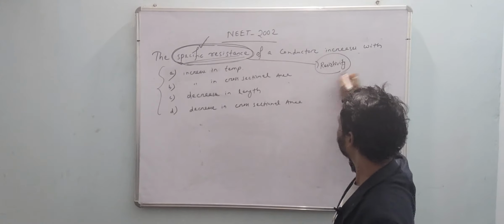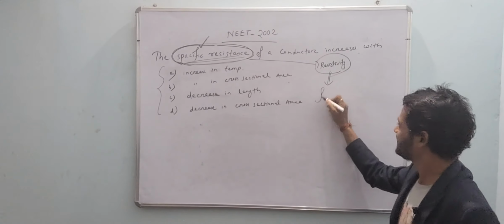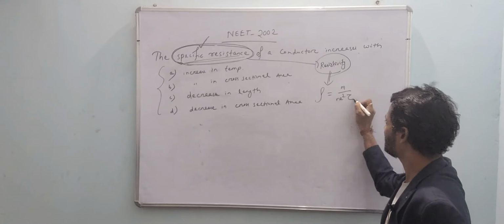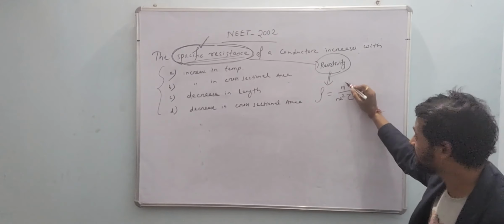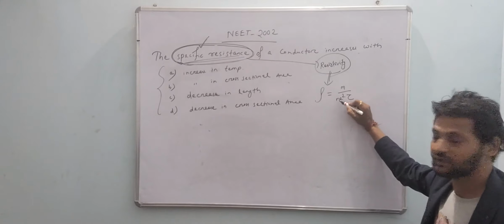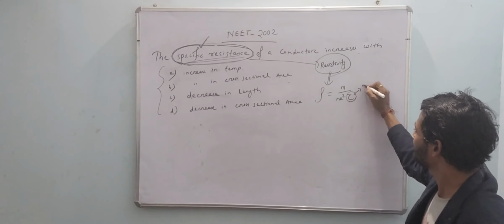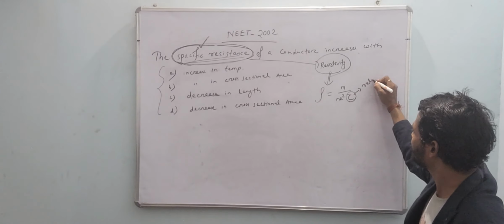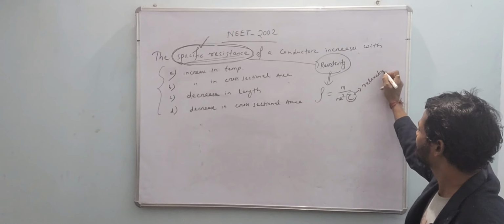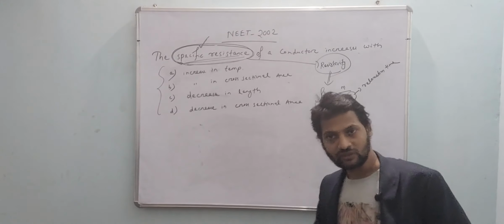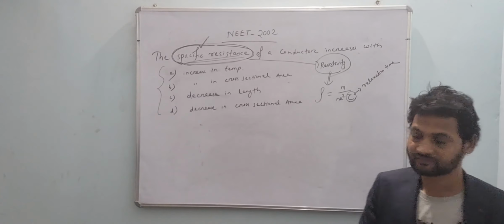So resistivity has a formula: resistivity rho is equal to m upon n e square tau. So what is m? Mass of electron. n is number of electrons per unit volume. e is the charge on electron, and tau, which is very important, is called relaxation time. What is relaxation time? It is the time gap between successive collisions.